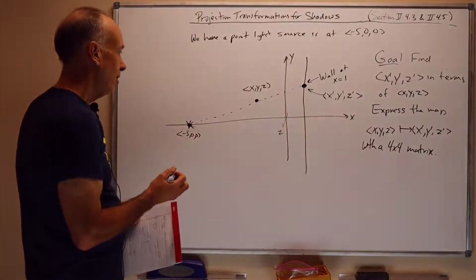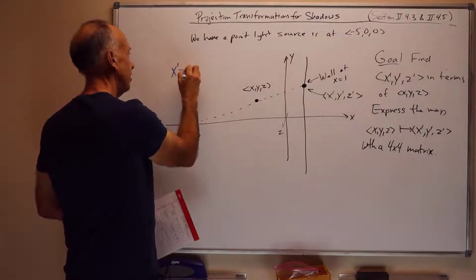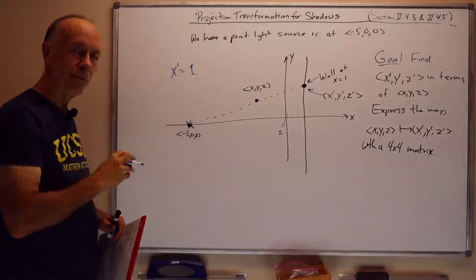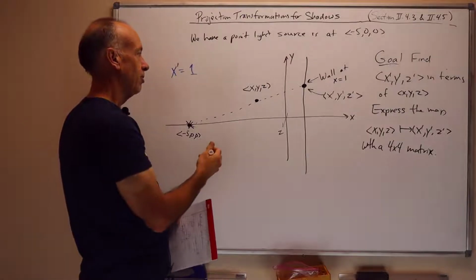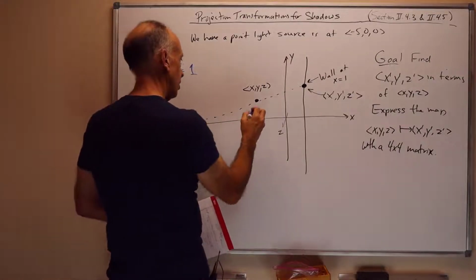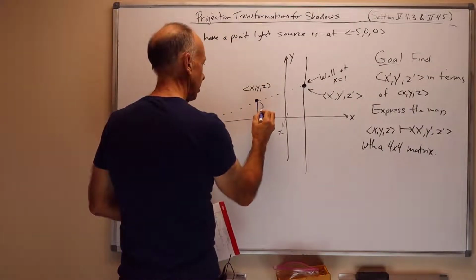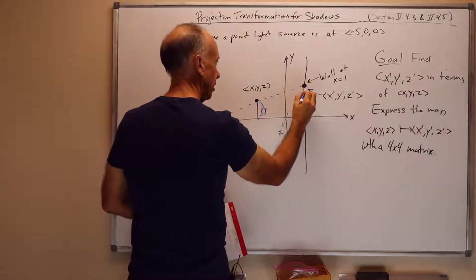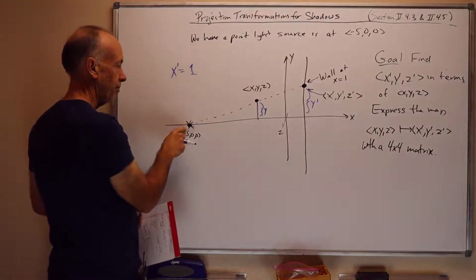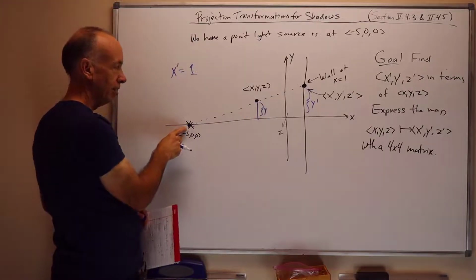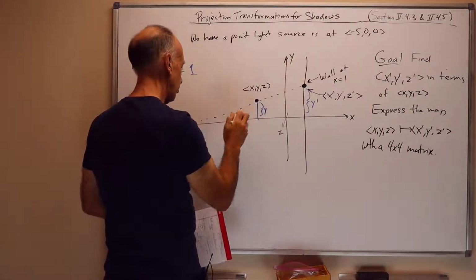We're going to use the methods of similar triangles. First of all, though, let's notice that clearly x prime equals 1 because we're on the wall where x equals 1. So let's use the method of similar triangles to find out what y prime is. So we're going to have two right triangles here. There's one here, this height is y, and there's another bigger triangle with height y prime. Both triangles share this point -5, 0, 0 where the light is. The bigger triangle goes this way, the smaller triangle goes this way.